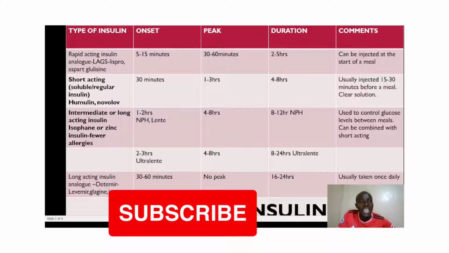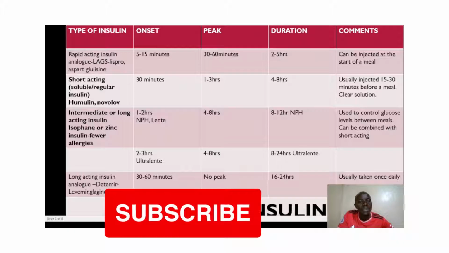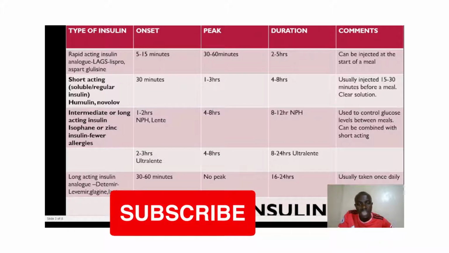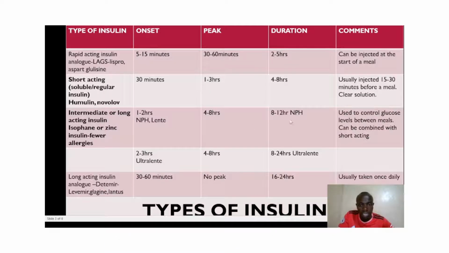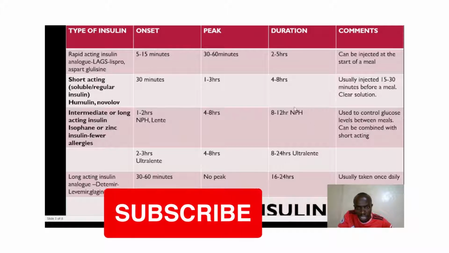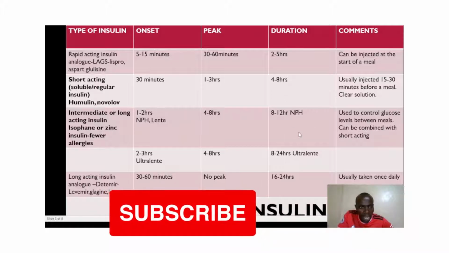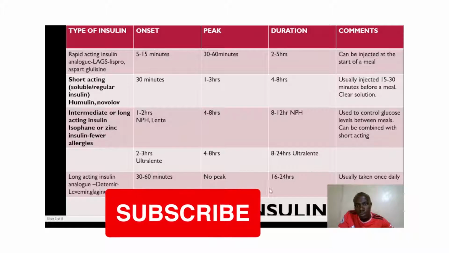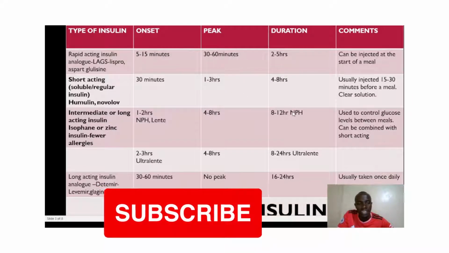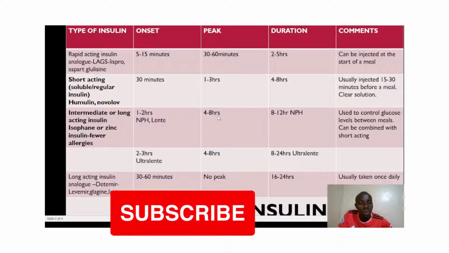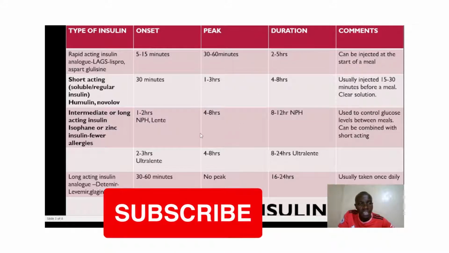So for intermediate, we are saying that it takes around 8 to 12 hours. So you find that that's why it is normally given twice a day. While the long acting will be taking almost 24 hours, and that's why it is normally given once daily. It's good to note that you can combine intermediate with either short acting or rapid acting. Okay, and we'll be finding reasons why we combine insulin.